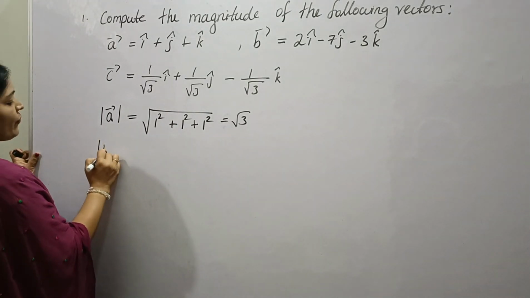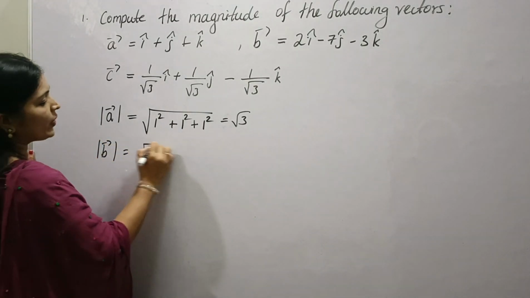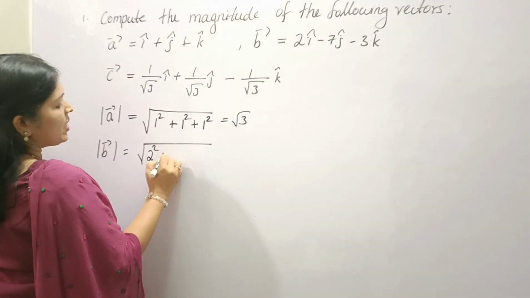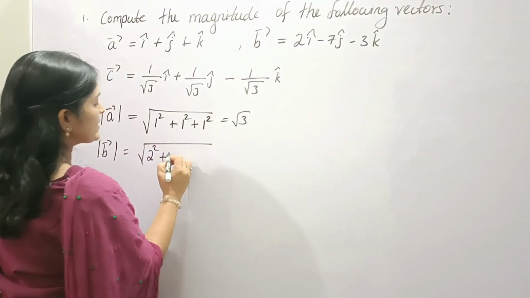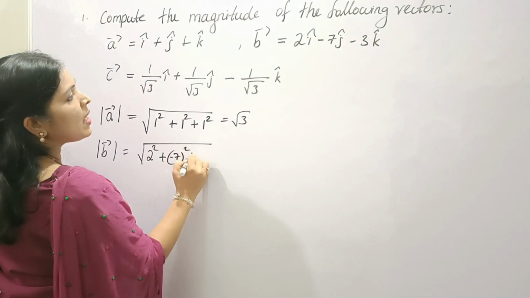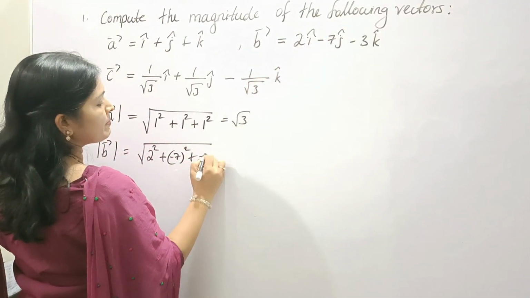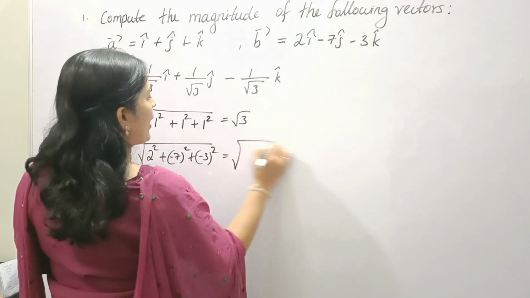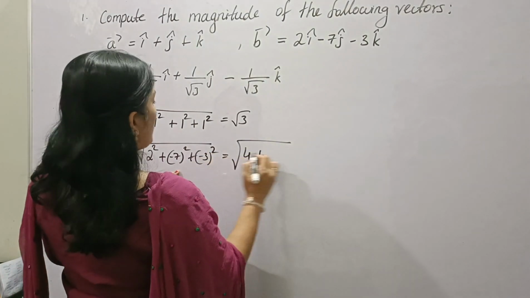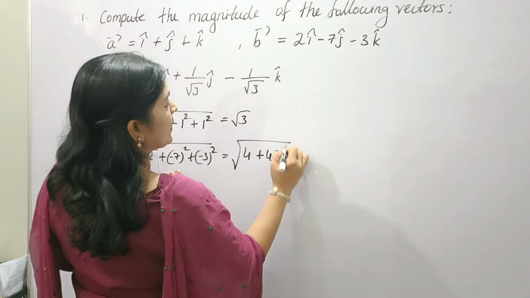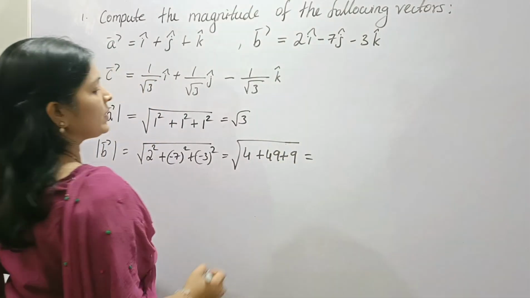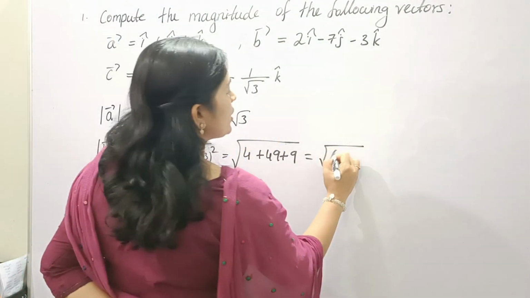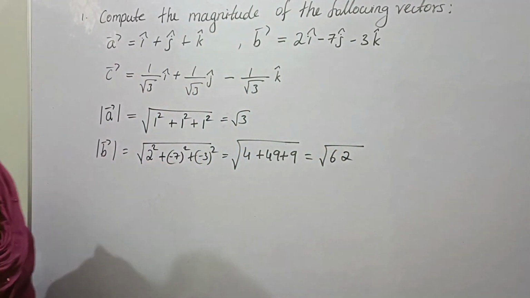And vector B, modulus of vector B is equal to square root of coefficient of i is 2 square plus coefficient of j is minus 7, so minus 7 square, plus coefficient of k is minus 3, so minus 3 square, that is equal to square root of 4 plus 49 plus 9, that is equal to square root of 62.